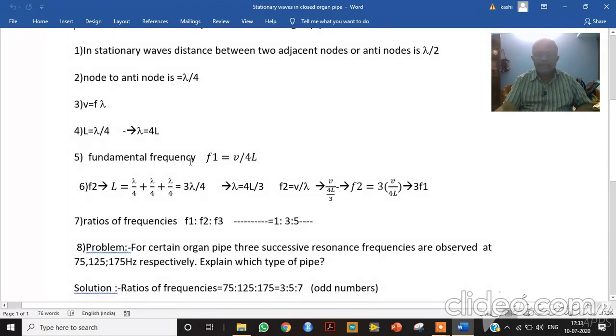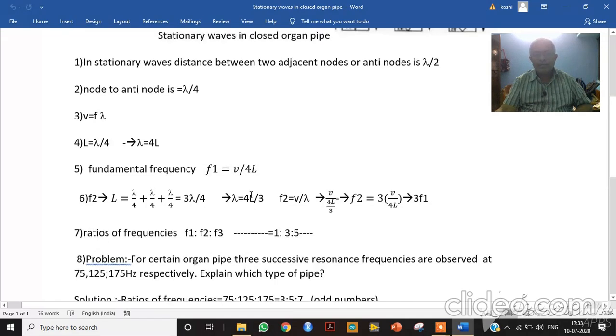To find the fundamental frequency, F is equal to V by lambda. So V by lambda means V by 4L. So this is the fundamental frequency. So F1 you got is V by 4L. In case of open pipe, fundamental frequency was V by 2L. In this case, F1 is equal to V by 4L.